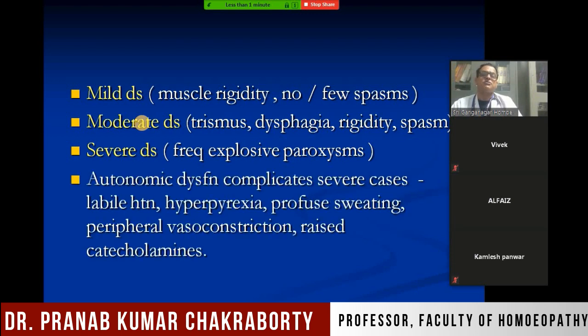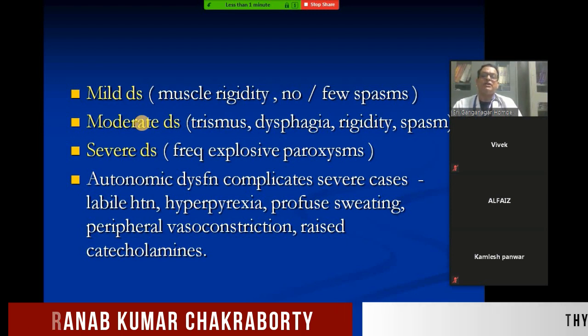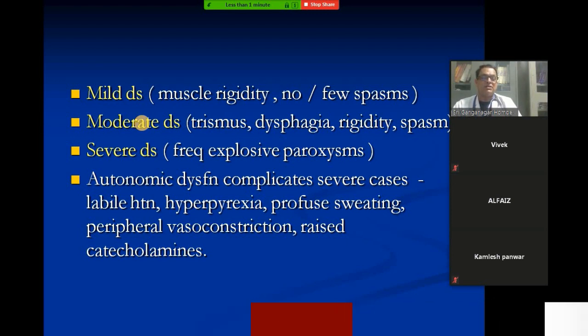Autonomic dysfunction also complicates this, that I told you about. When the toxin affects the motor synapses, at the same time it causes autonomic nervous dysfunction. That is how we get labile hypertension, hyperpyrexia, profuse sweating, peripheral vasoconstriction, raised temperature and raised catecholamine secretions. That is how it is happening.